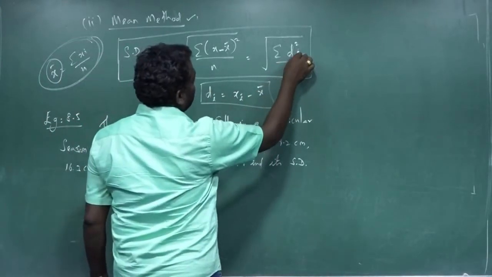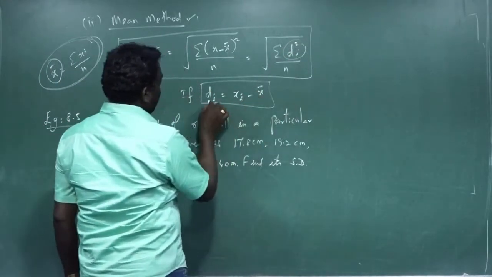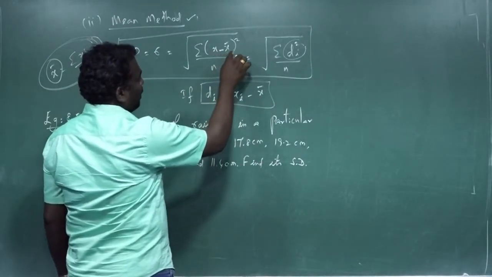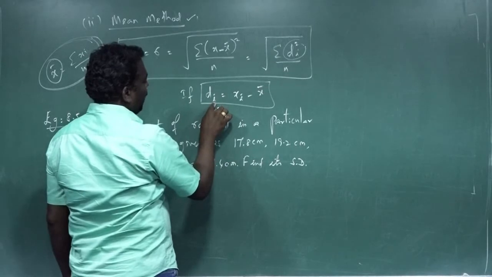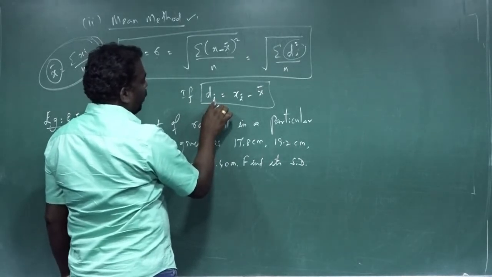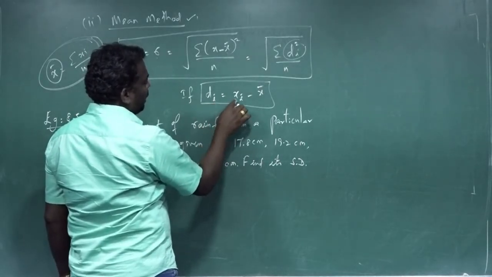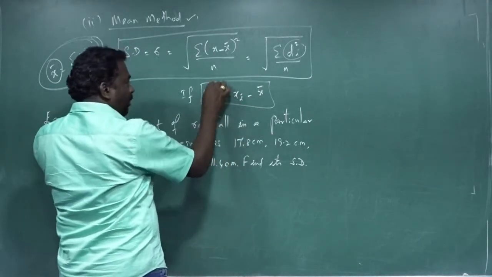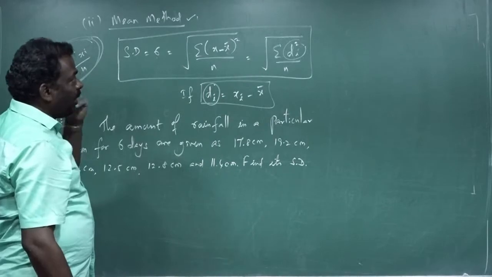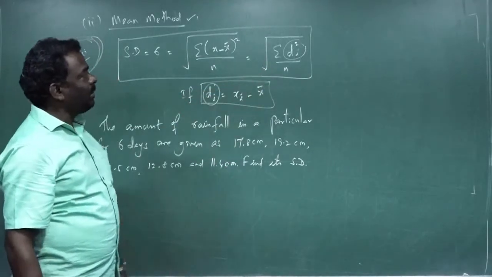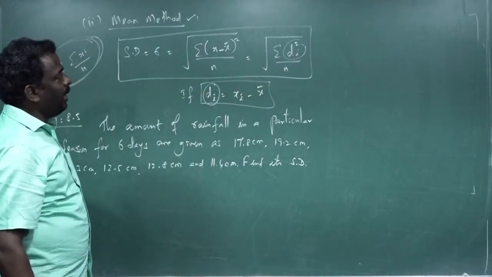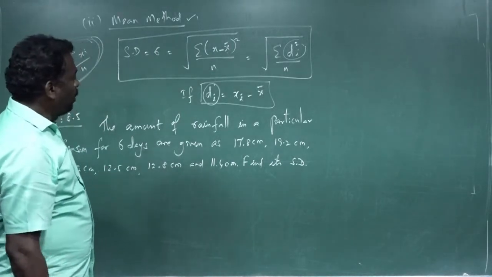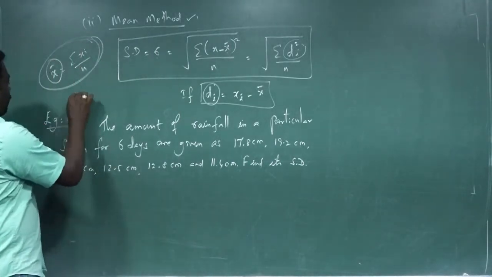Here the summation of dA square, where dA is defined by xi minus x bar. The x value minus the x bar value is defined as dA. i takes the values 1 to n: d1, d2, d3, and so on. x1 minus x bar, x2 minus x bar, like that we have to calculate the d values. After that, we substitute into the formula, the square root of summation dA square by n, using the mean method.